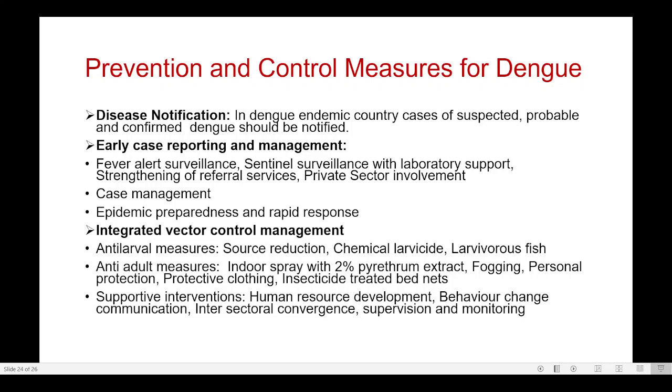Another major area is vector control, which is done in an integrated way by anti-larval measures, that means source reduction, use of chemical larvicide, use of larvivorous fish, Gambusia affinis, or anti-adult measures like indoor spray with 2% pyrethrum extract given to the house where the case has been found. Even in an epidemic outbreak, fogging with malathion is given to the whole ward or a whole village. Other than this, personal protective measures are always there: protective clothing, insecticide treated bed nets.